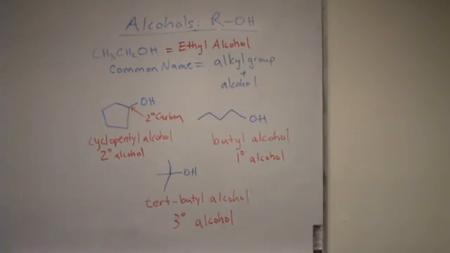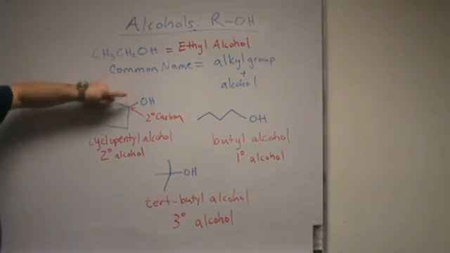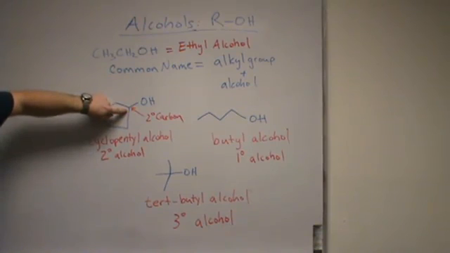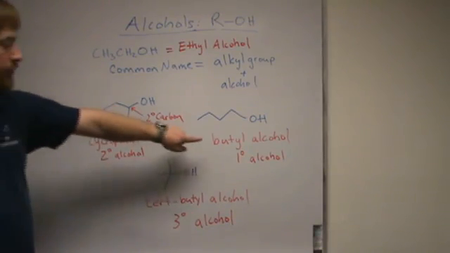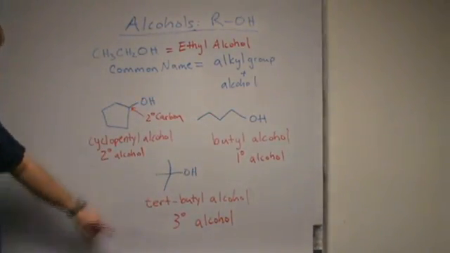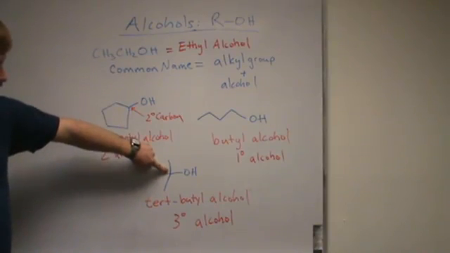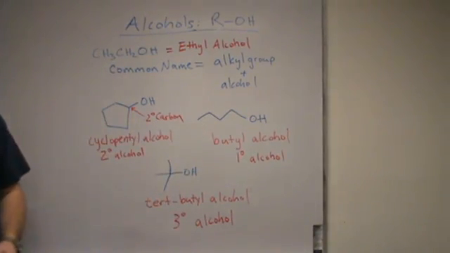And these are very important, so let's take a closer look at describing whether it's a primary, secondary, or tertiary alcohol. And we do that by looking at the carbon that's bonded to the alcohol. So this carbon is secondary because it's bonded to this carbon and this carbon, so we call this a secondary alcohol. Butyl alcohol, this carbon is primary, so it's a primary alcohol. Tert-butyl alcohol, this carbon is tertiary, it's connected to the alcohol group, so it's a tertiary alcohol.